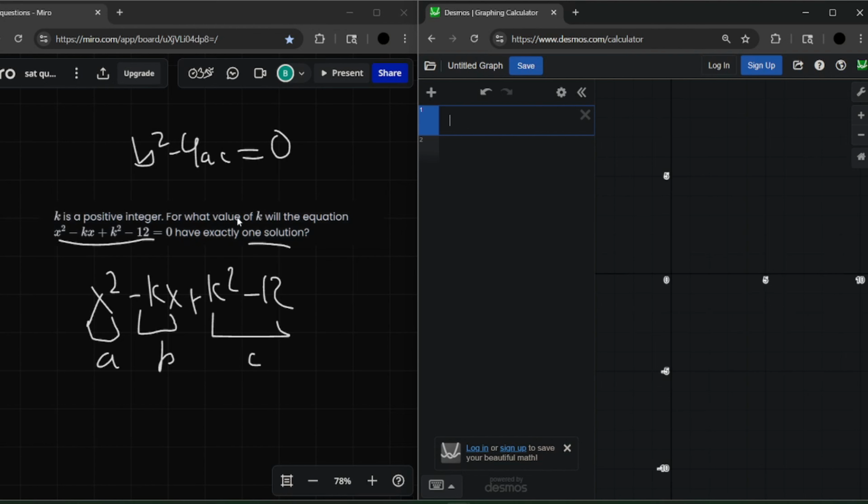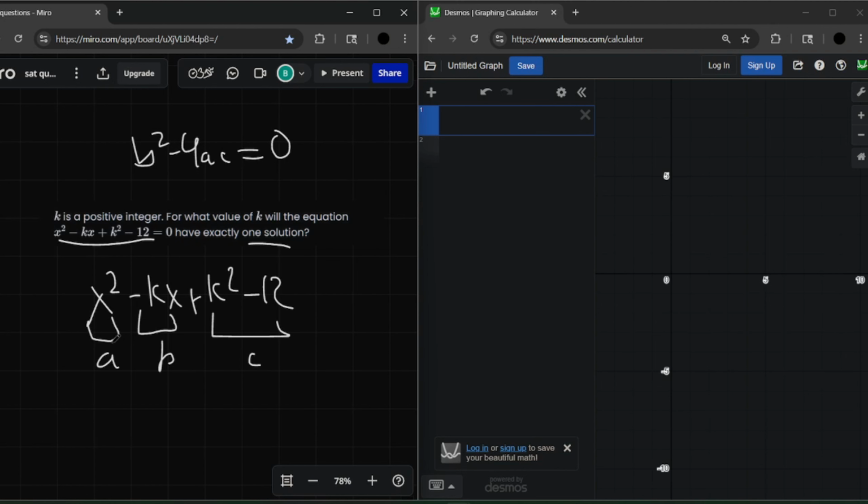When we're trying to find exactly one solution, we're going to use the equation b squared minus 4ac is equal to 0. When you're asked for no solutions, it's going to be less than 0. And if it's asking for infinite solutions or multiple, it's going to be greater than 0.